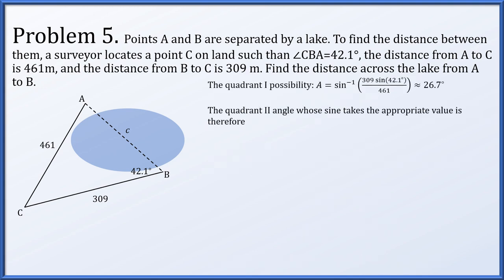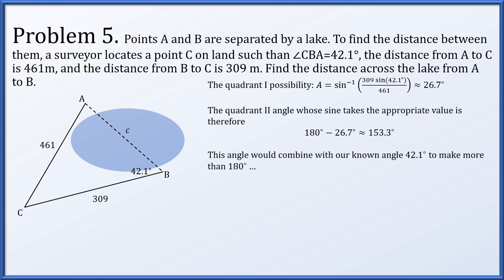But what if there's a quadrant two angle? I mean, there is a quadrant two angle that takes the same value for its sine. 180 degrees minus this, or 153.3 degrees, is another angle. It's in quadrant 2, and its sine is the same as the sine of 26.7 degrees.